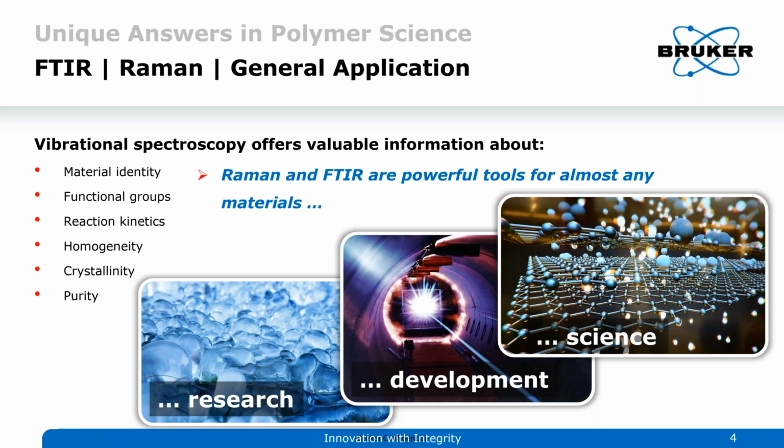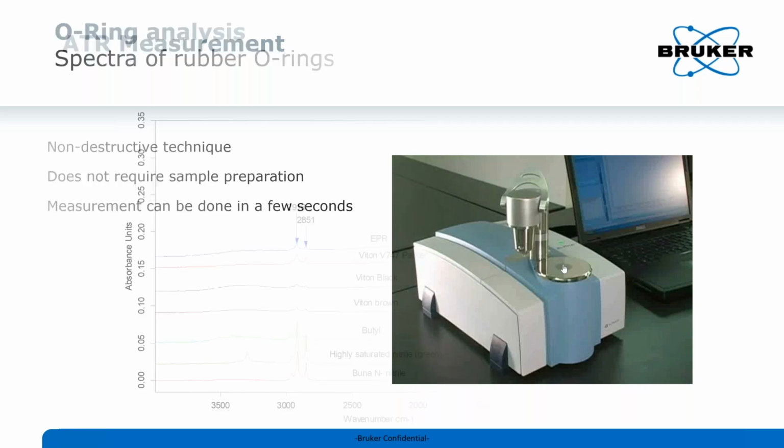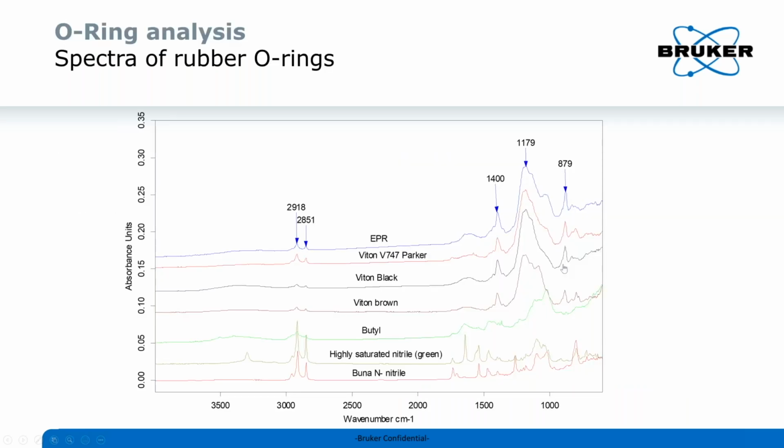So let's go to the first example. In this case, we're going to use a simple ATR accessory as shown on the right. Non-destructive, doesn't require sample preparation, and the measurement can be accomplished in just a couple seconds. So what we would do is just put the sample of interest right on the sample plate. We'll collect the background without the sample there, and then we'll collect the sample, and they're usually ratioed to strip off the instrument response.